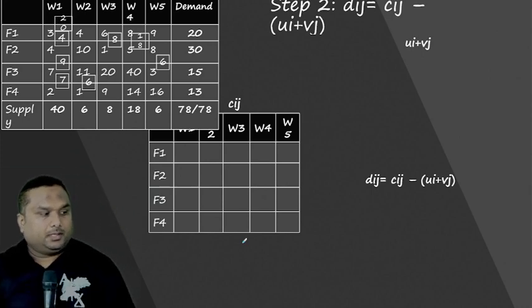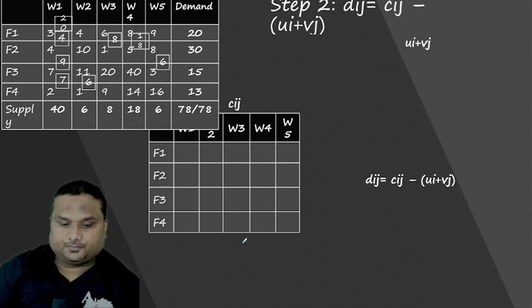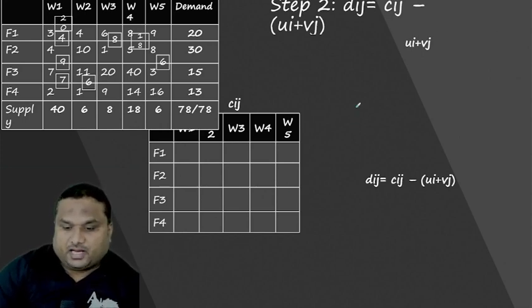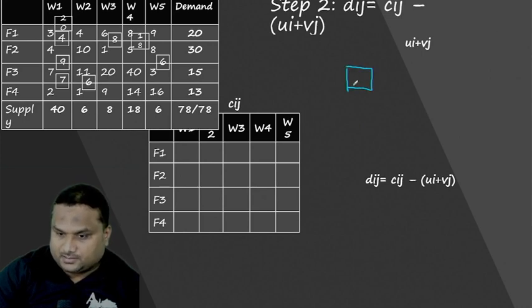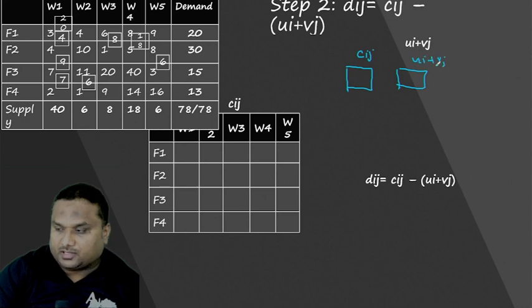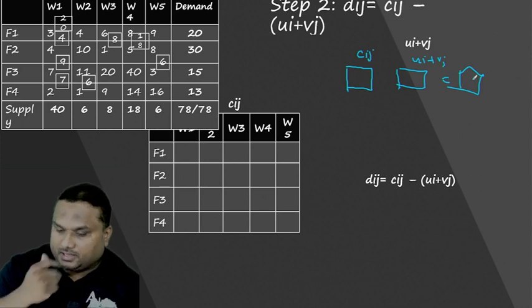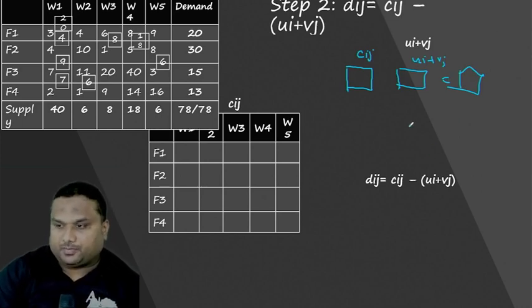Now, please listen to me. Are you here? Now we are having three matrices. First one is Cij. From the Cij, you will deduct Ui plus Vj. Finally we will get Dij.